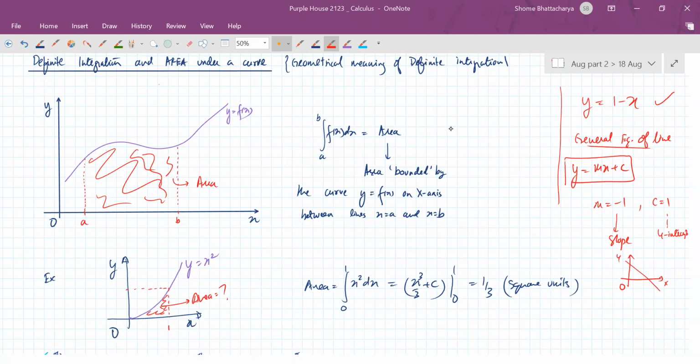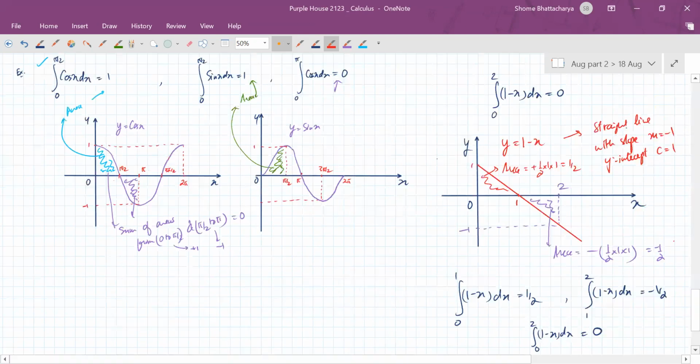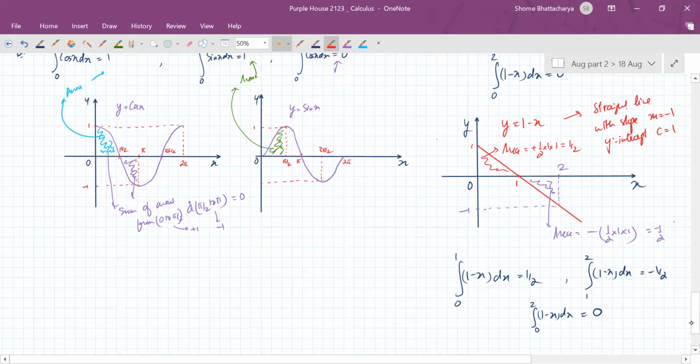So y-intercept means where the line cuts the y-axis. If you put x equal to 0, the value of y is the y-intercept. In the equation y equal to mx plus c, if you put x equal to 0, y comes out to be c. So that is the point where it cuts the y-axis, because the x coordinate at that point is 0 and the y coordinate is c.